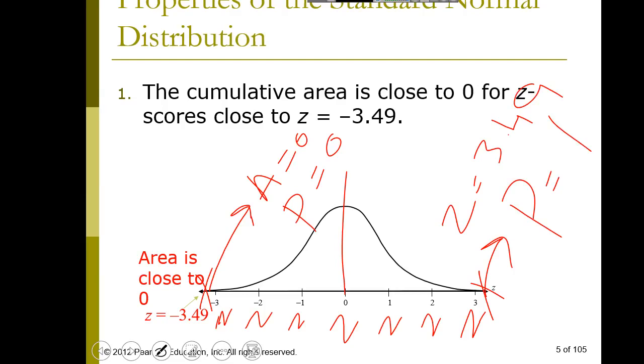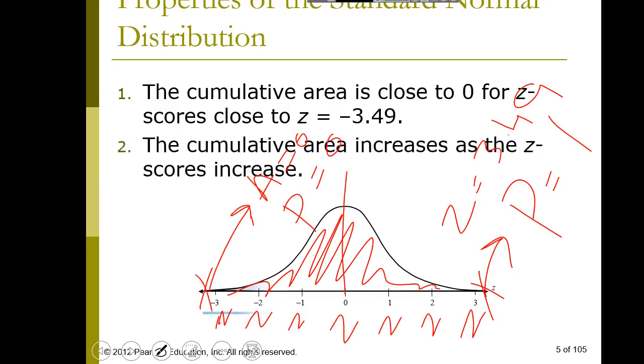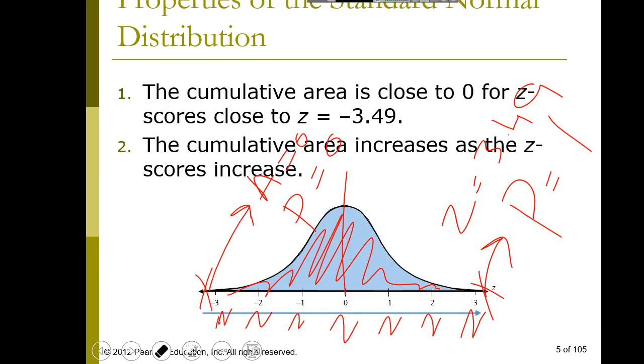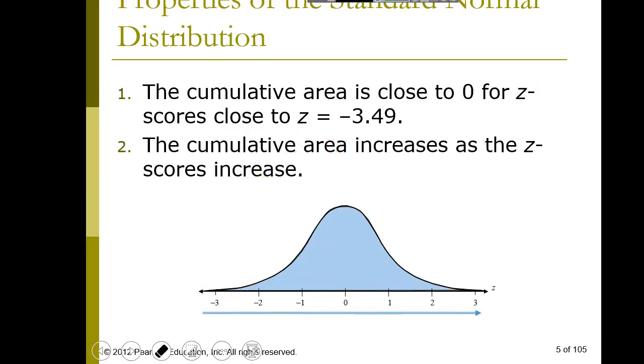Now if we take the left side as a reference point and sum all the probability values, and go toward 3.49, we will have a probability value of 1. The cumulative area increases as z score increases. If we go from left to right, the cumulative area increases, and the probability value also increases.